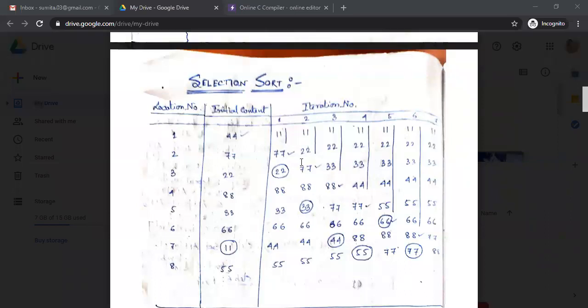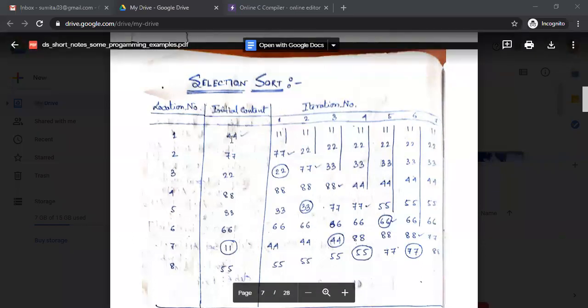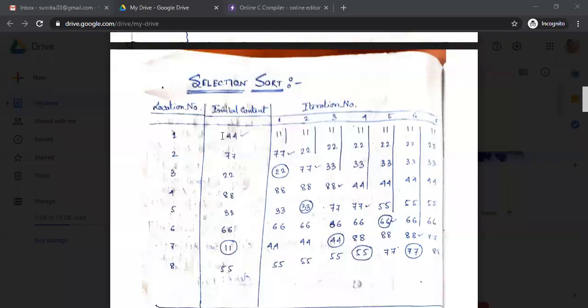Next, consider the first value of your lower index. I have to take the first value in the ARR0 position. According to our example, the 44 is placed in the ARR0 position. Fine. After that, we have to find out in the first iteration.